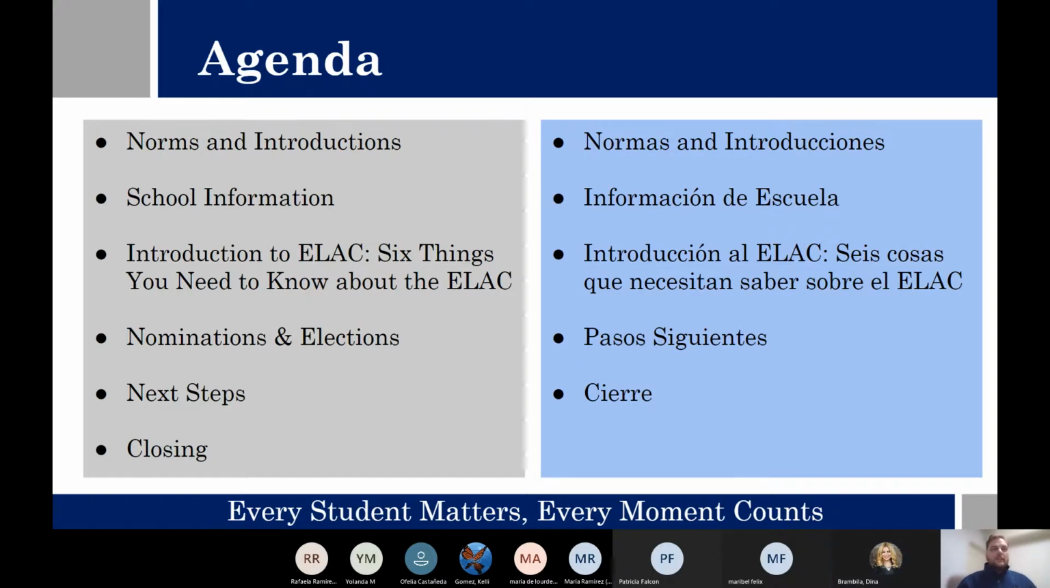All right, with that, we have our agenda. We will go over norms and introductions, our basic school information, the introduction to ELAC and the things you need to know, nominations and elections of a couple individuals that need to serve on the ELAC committee that is just here at the site, and so it's people we'll go to with certain information, next steps, and then the closing of the meeting.